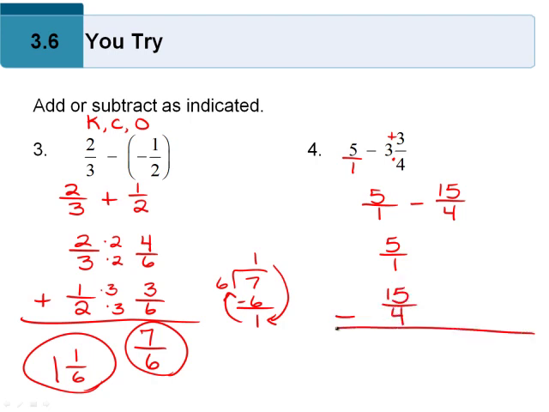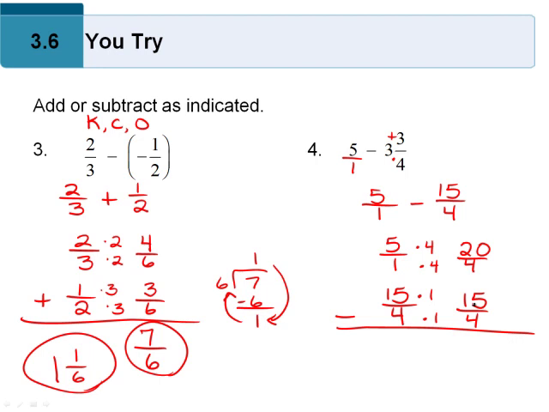And the only thing you have to be careful of is when you get down to the end and you've got your numerators, make sure you subtract. That's the main thing. So the common denominator for 1 and 4 is 4. So I set those up. 4 divided by 1 is 4. So multiply on top. 5 times 4 is 20. And on the bottom fraction, 4 divided by 4 is 1. So 15 times 1 is 15.